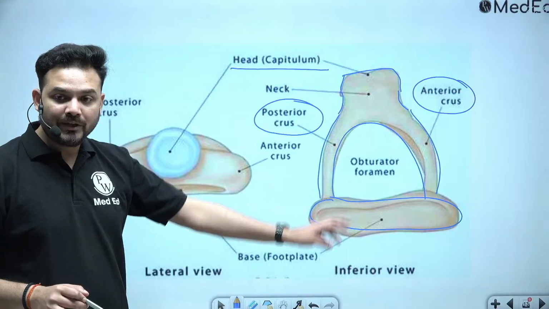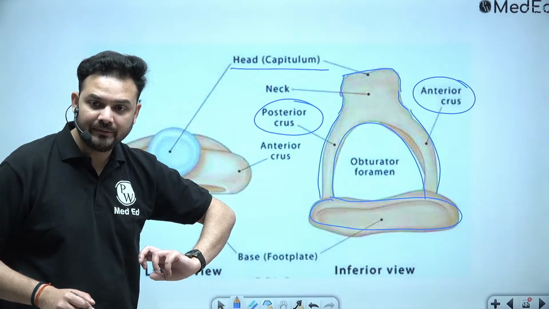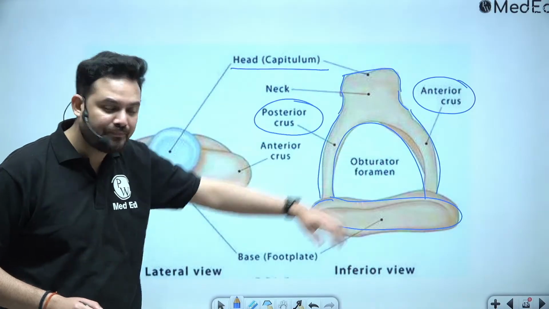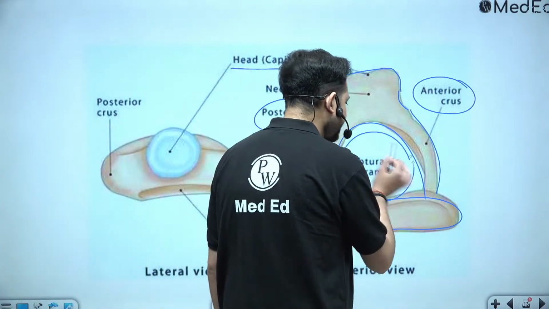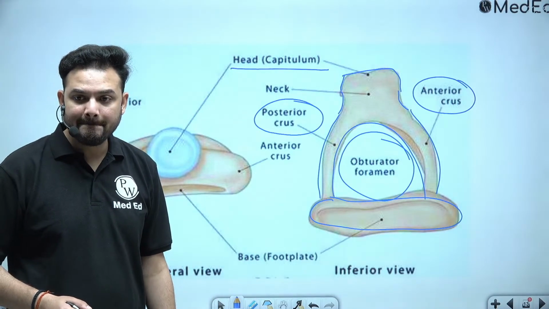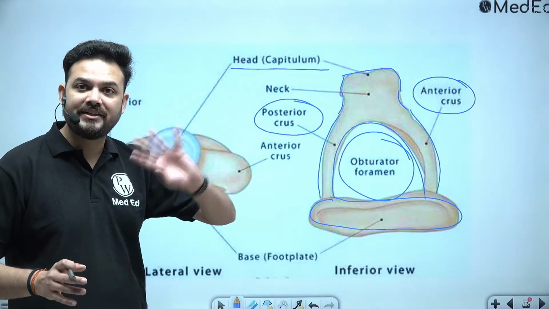Now, between the anterior as well as the posterior crus, there is a small foramen over here. This is called the obturator foramen. Okay? So this is the whole idea about these three ossicles.